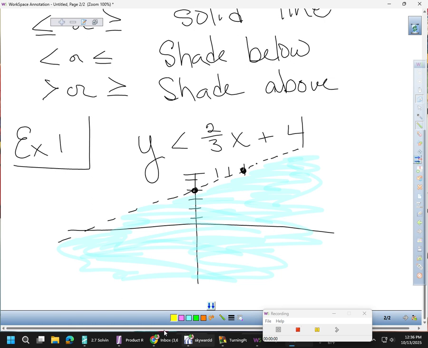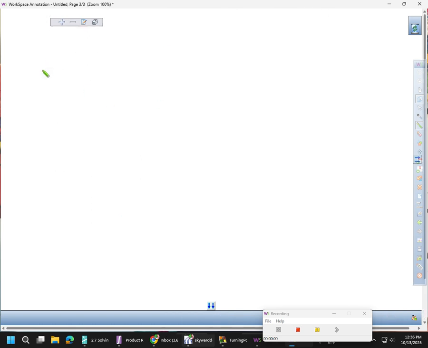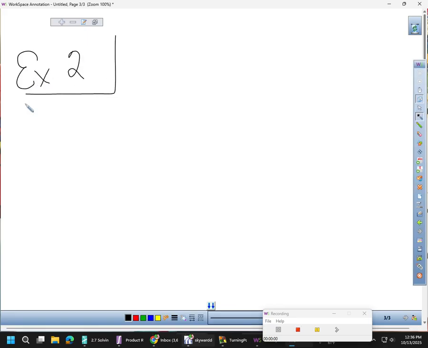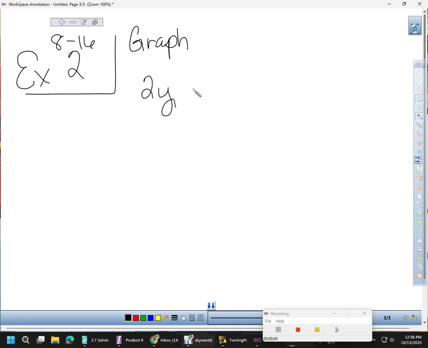Example number 2. Let's see, in your homework, 8 through 16 we'll start with. It just says graph. Now I have graph paper I can get out for you, or you can sketch it on regular paper. Okay with that too. Let's say I have 2y is greater than or equal to 6x plus 4.